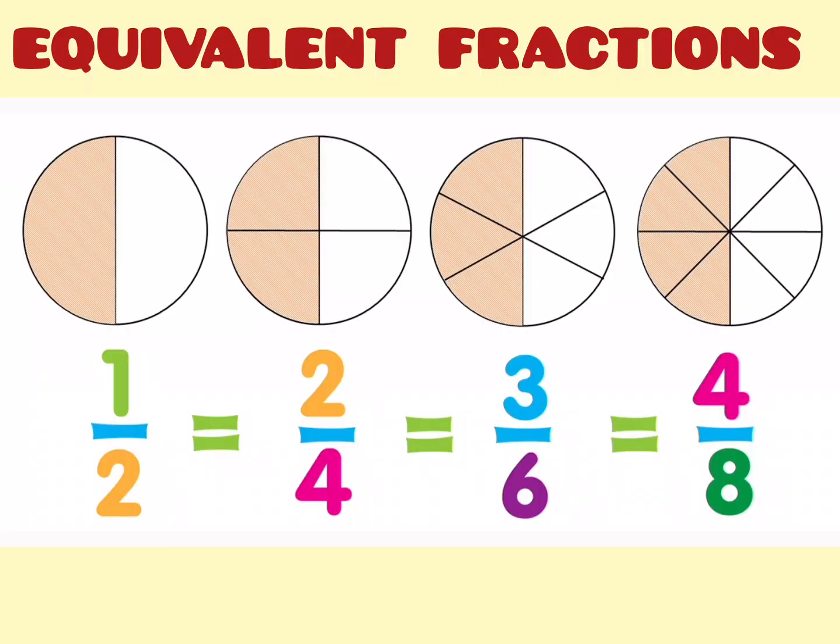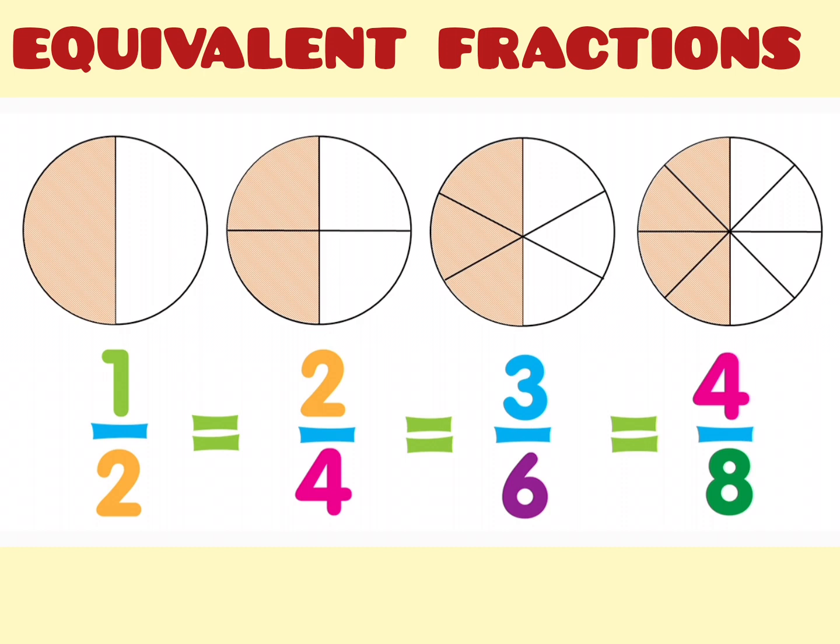This is an example for equivalent fractions. In the first figure, 1/2, out of 2, one part is shaded. Half of the equal parts are shaded. The second one, out of 4 parts, 2 parts are shaded. Again, half of the 4 is shaded. The third one, out of 6, 3 parts are shaded. Again, half of 6 is shaded here.